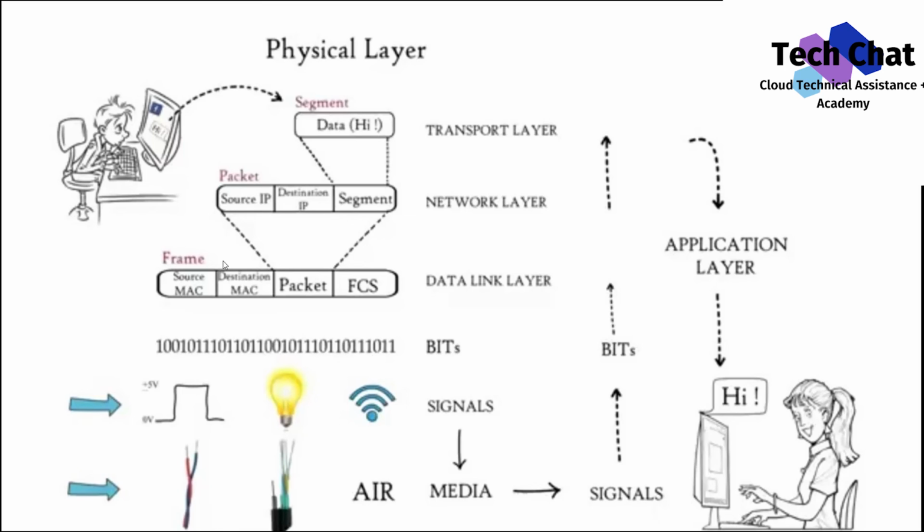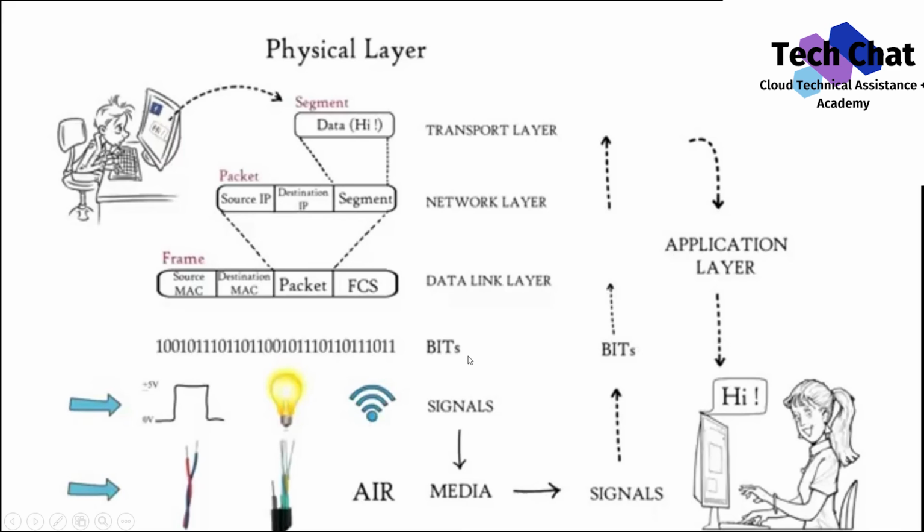Then when you come to the network layer, what happened? It adds source IP address and destination IP address. Now the data knows where it should go. After that, data comes to the data link layer. Then data converts into a frame by adding source MAC address and destination MAC address. So then after that, data comes to the physical layer.